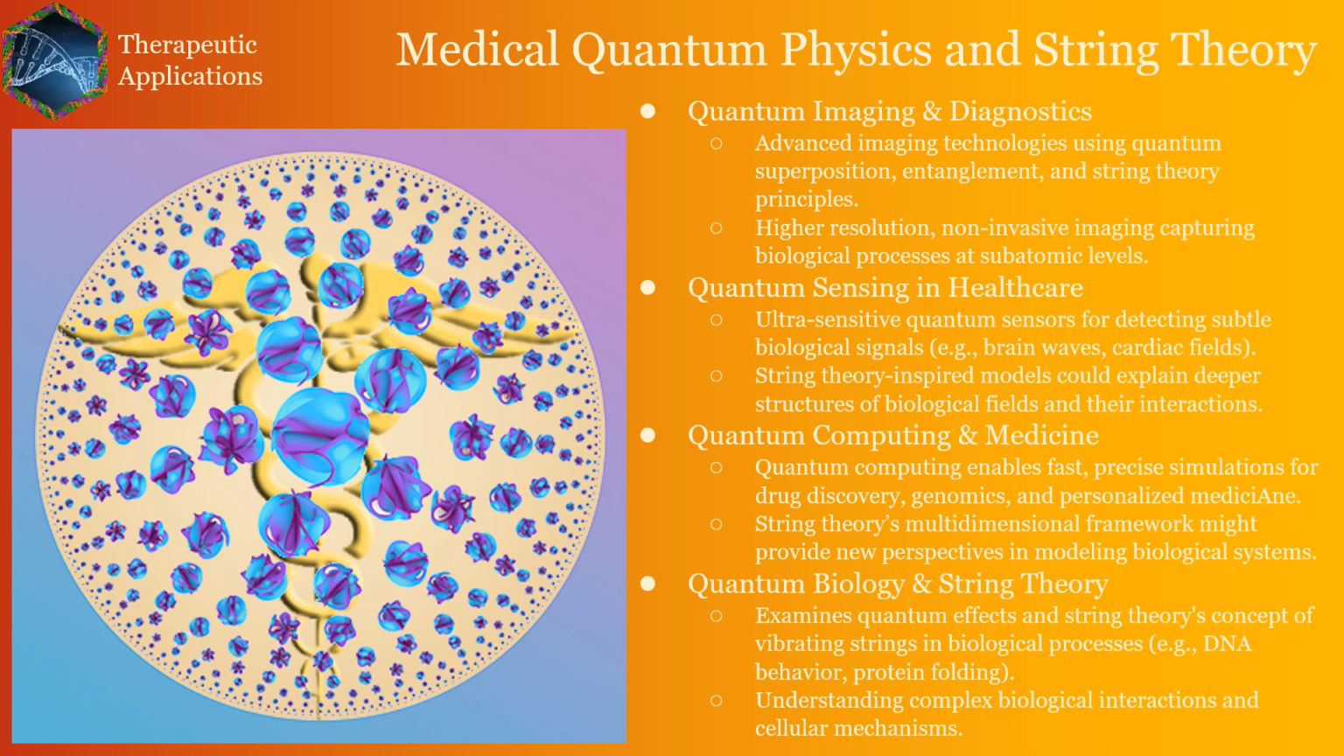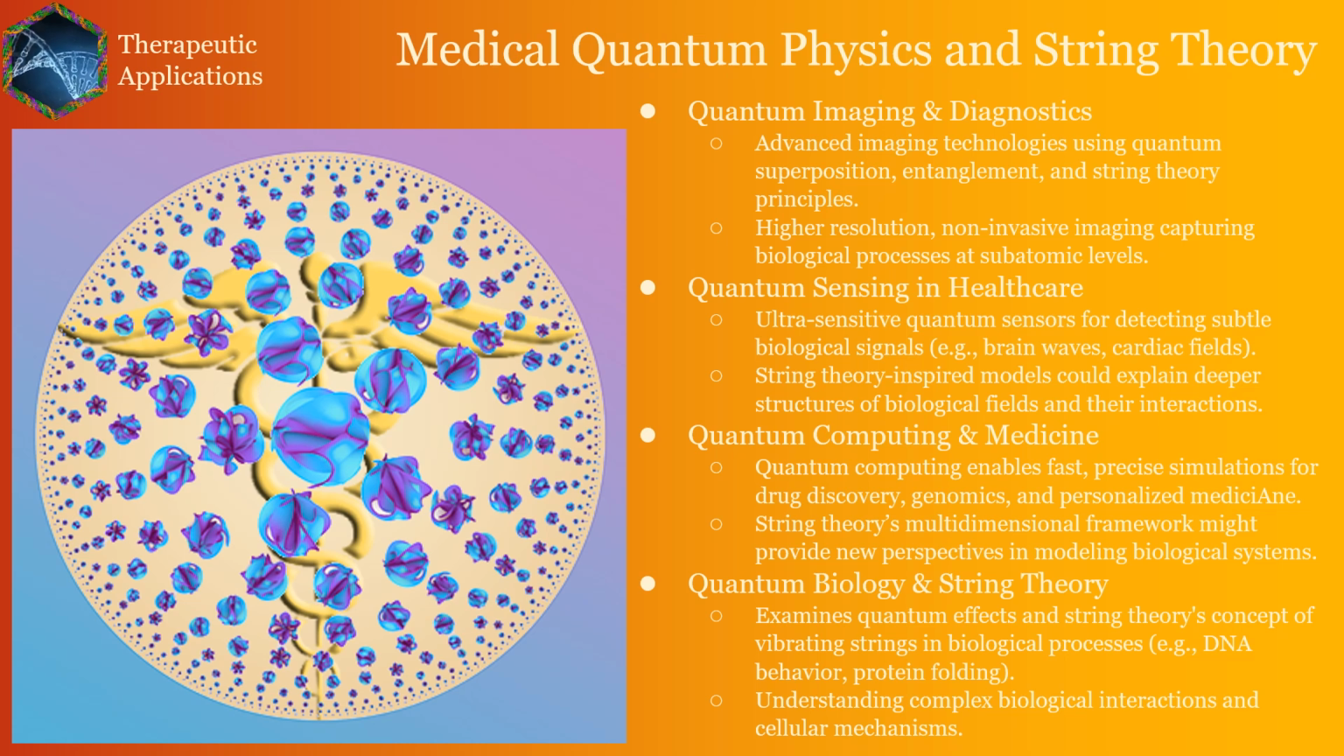Next is quantum sensing in healthcare. Ultrasensitive quantum sensors can detect subtle biological signals, such as brain waves or cardiac fields. With the help of string theory-inspired models, we may be able to explain deeper structures of biological fields and their interactions, advancing our understanding of the body's electromagnetic environment. Moving to quantum computing and medicine, quantum computing provides fast, precise simulations crucial for drug discovery, genomics, and personalized medicine. String theory's multidimensional framework might offer new ways of modeling biological systems, enabling better predictions and medical outcomes.